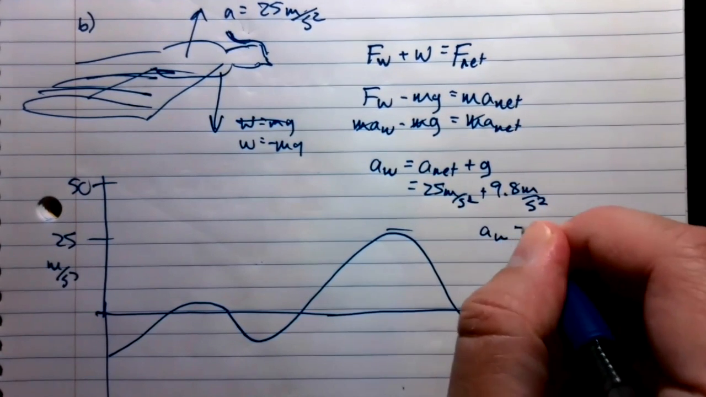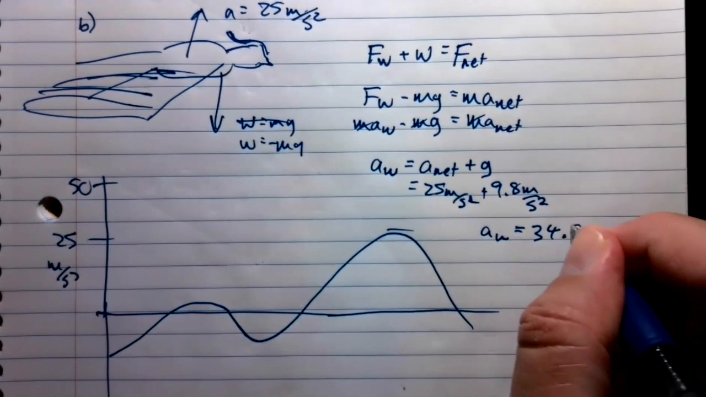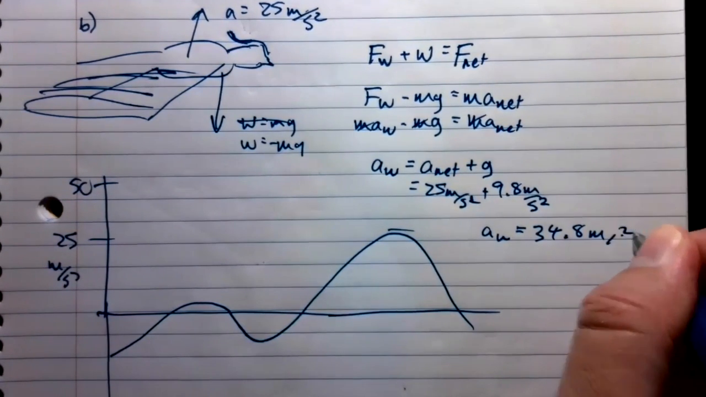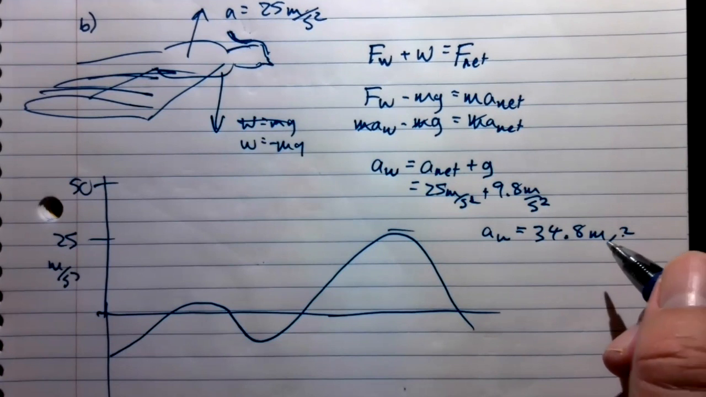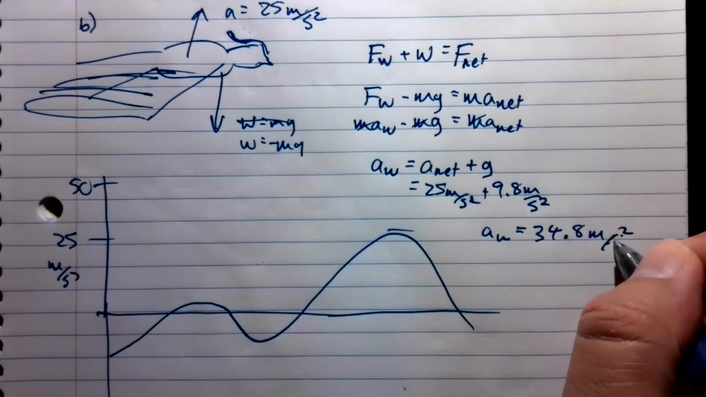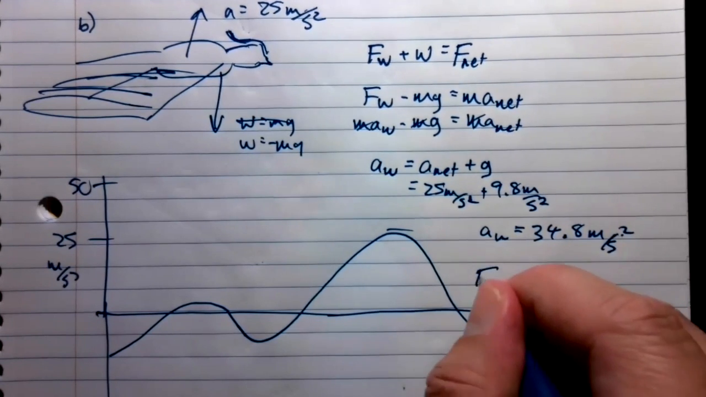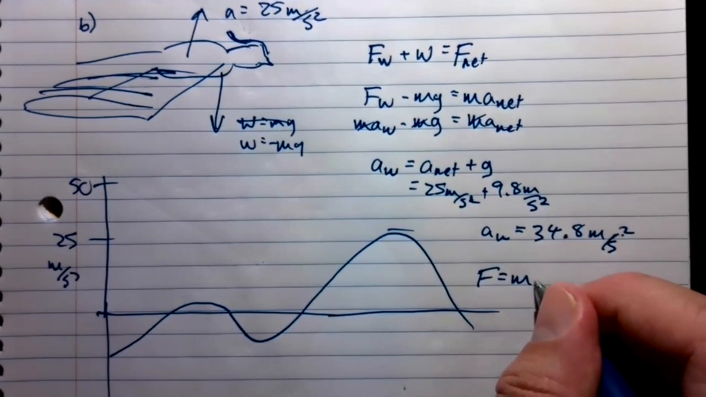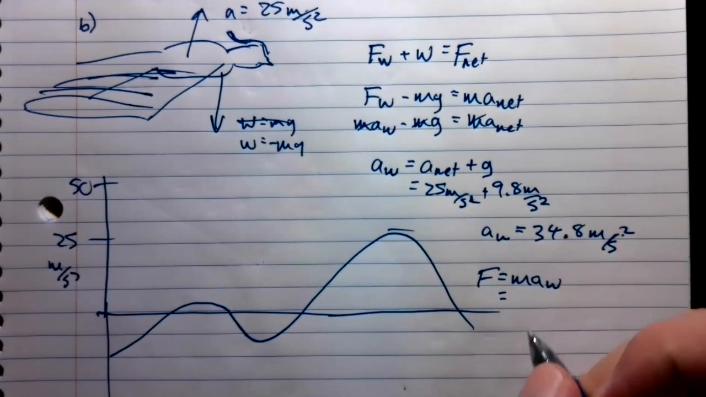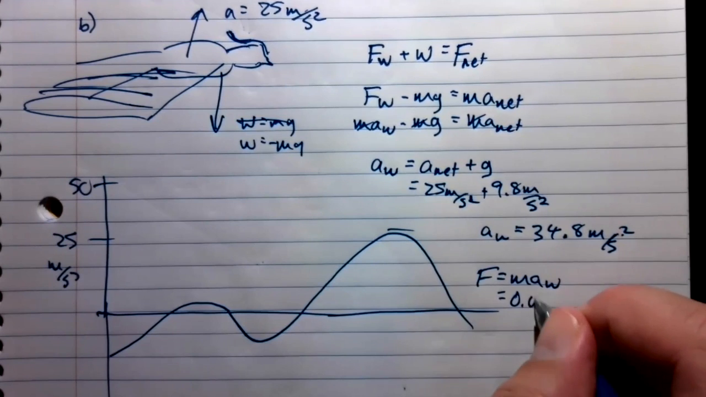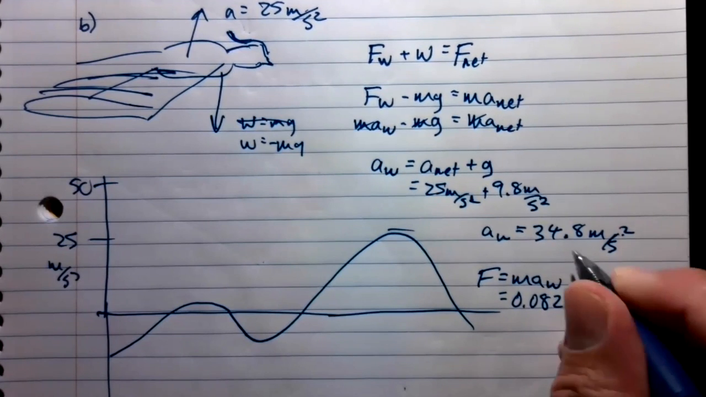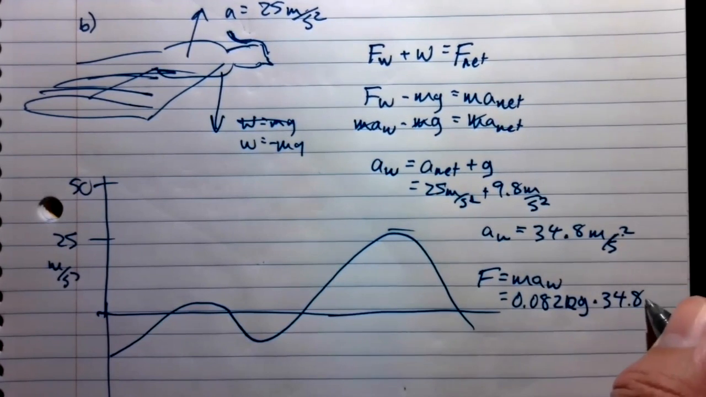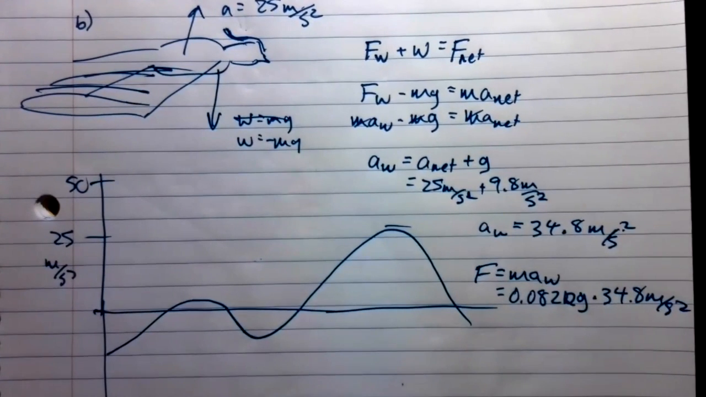So we'll have a wing, this will be 34.8 meters per second squared. And the question is it asking for the force? Yes, the force. So we have 34.8 meters per second squared. Then F will equal m times a wing. And we know the mass of the cockatiel was 0.082 kilograms times our acceleration, 34.8 meters per second squared.